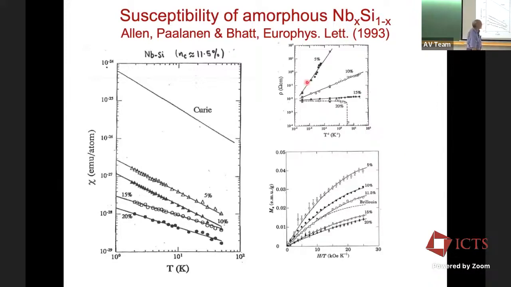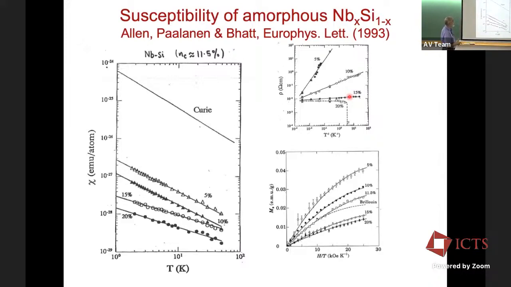If you look at 5% niobium, it's a clear insulator. 10% is also an insulator. 15% is actually a metallic sample, even though on this curve it hasn't changed very much. And if you plot it on a linear scale, you can see that it's going to a finite resistivity at zero temperature. And by the time you get to 20%, it's a superconductor. It superconducts.